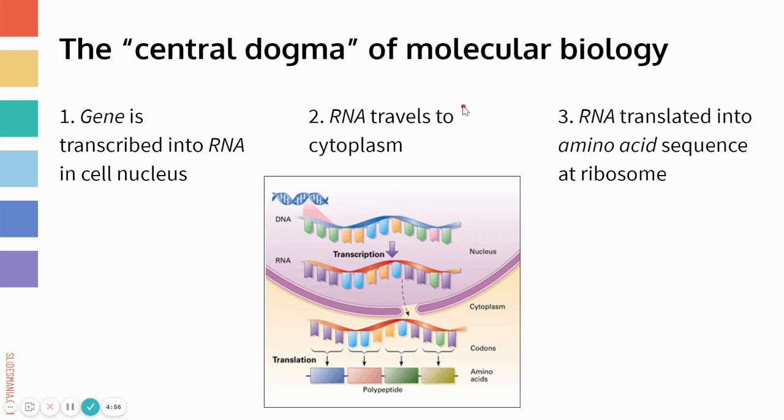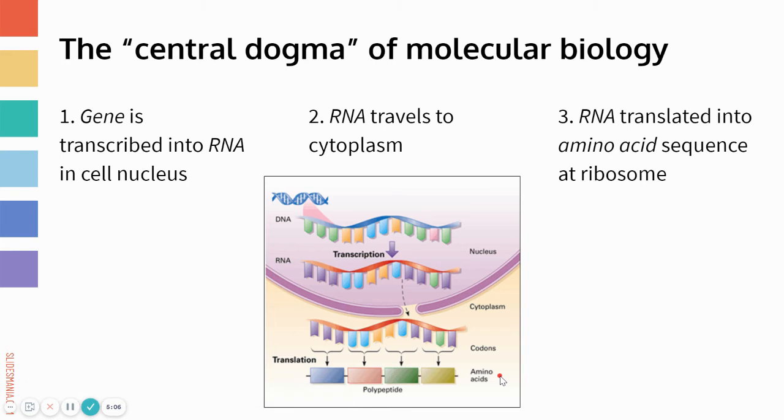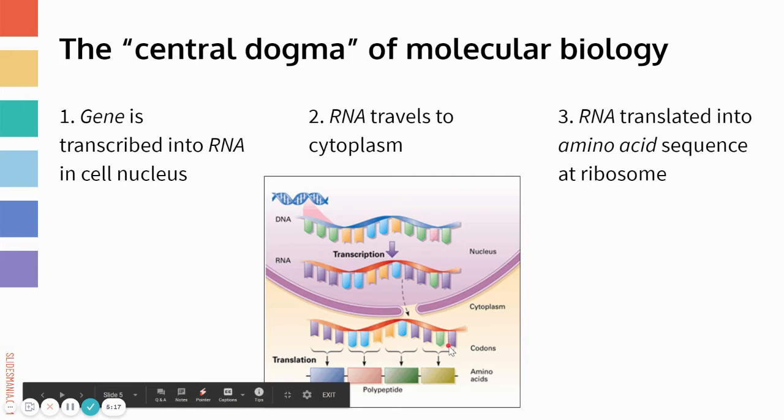And then the second step is that the RNA is going to have to leave the nucleus and travel to the cytoplasm. The ribosomes don't exist inside of the nucleus, and the ribosomes are where proteins are built. So our intermediate step is that we have to go from the nucleus, where the DNA is, to the cytoplasm where the ribosomes are. So the RNA is going to travel to the cytoplasm.